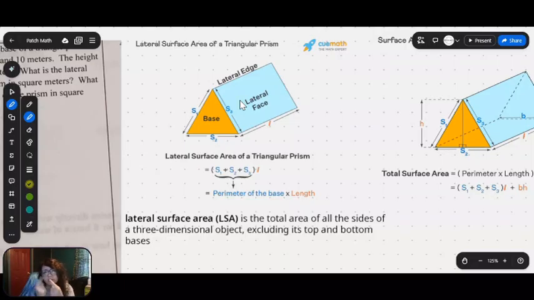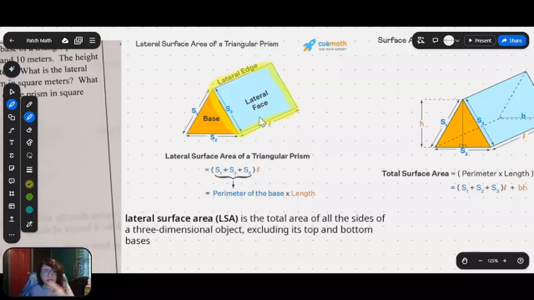However, we need to know portions of that base in order to understand the height of each of our lateral faces. That's going to be these rectangles right here that are formed by each side of that triangle. That's all we're finding: the area of each of those rectangles.